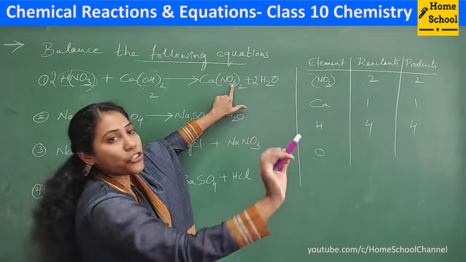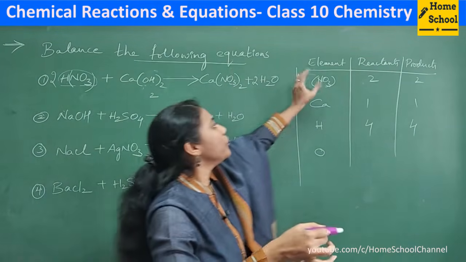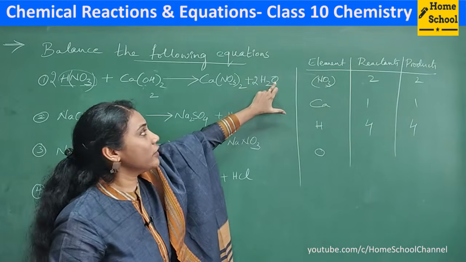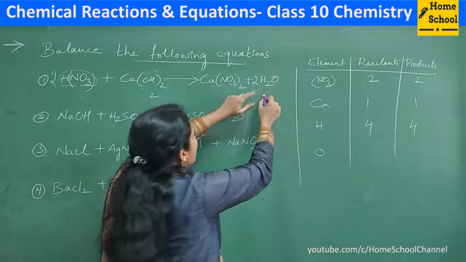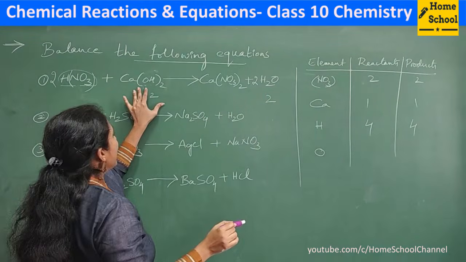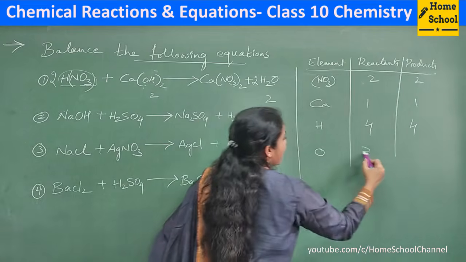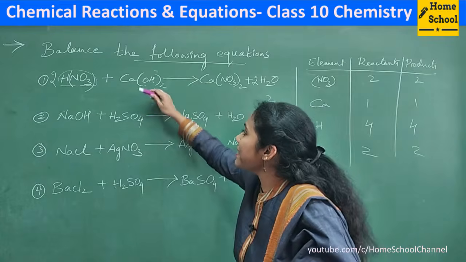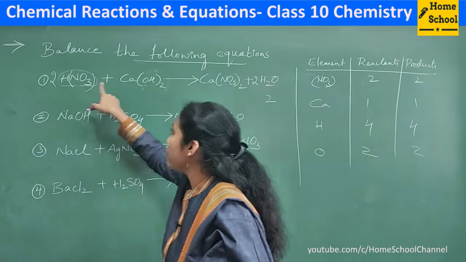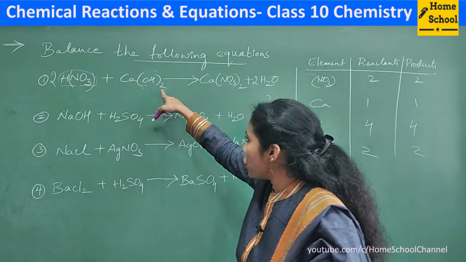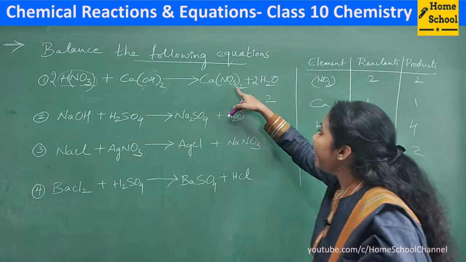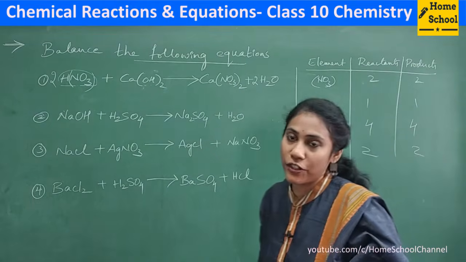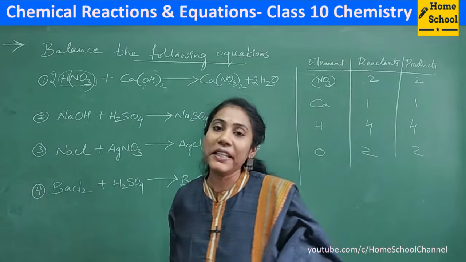These oxygens you should not consider because that work is over. You balanced that oxygen as a group and you finished that. But these oxygens you did not balance. Yes or no? So how many oxygens? 2. So 2 oxygens in the reactant side, 2 oxygens in the product side. So oxygen is already balanced. Okay. So this is the balanced equation now: 2HNO3 plus Ca(OH)2 giving you Ca(NO3)2 plus 2H2O. So this is the balanced equation for the first chemical equation.